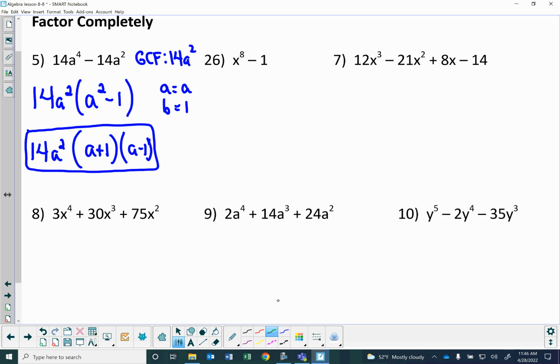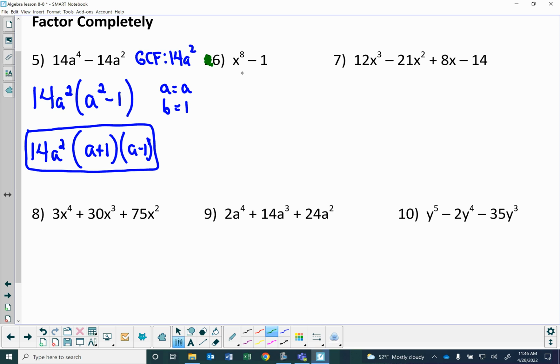Let's look at problem number, that should say 6, not 26. Extra 2 got snuck in there. Problem number 6, I'm just going to get rid of that 2. See, we don't see a 2, it's just problem number 6. If I look at problem number 6, x to the 8th minus 1, no greatest common factor, but it is 2 terms. First term is a perfect square, last term is a perfect square, there's a minus sign between them.